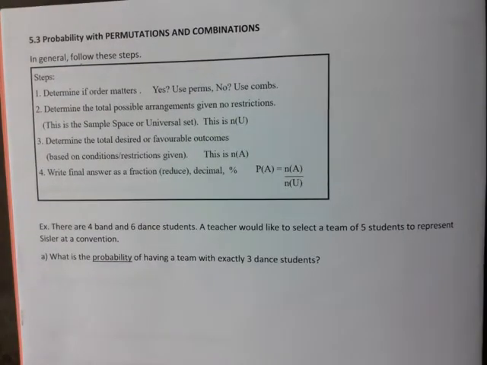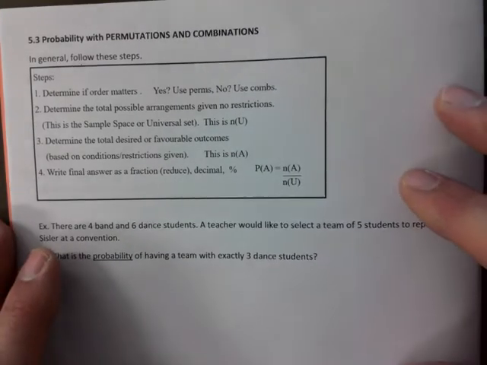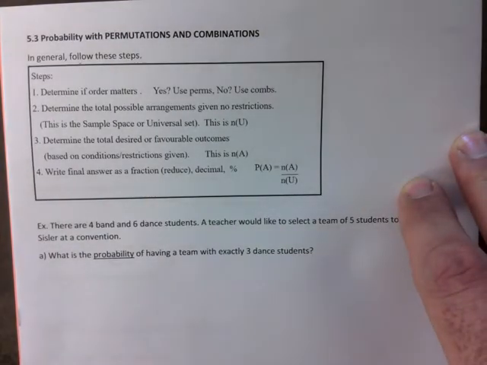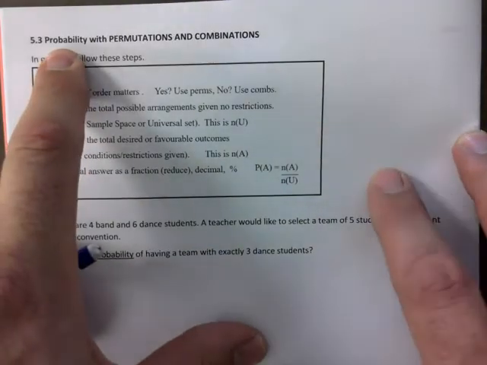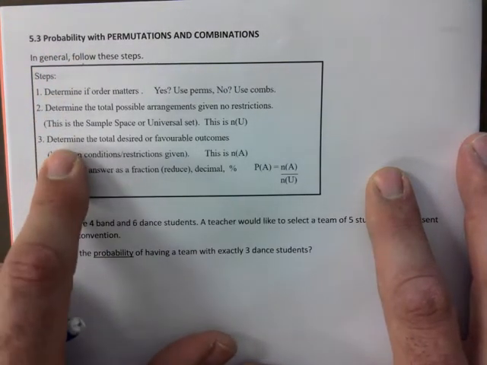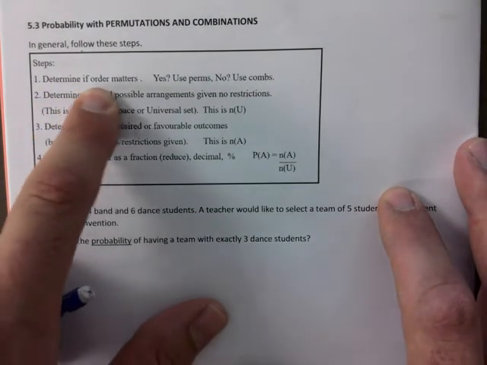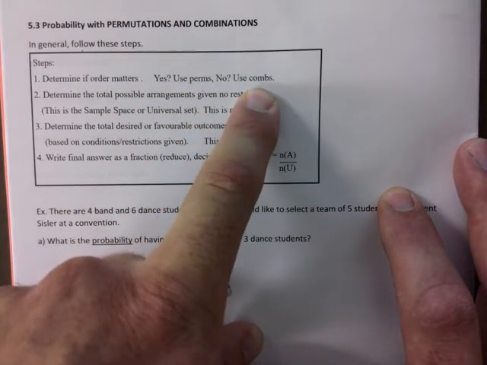Page 15. Probability with permutations and combinations. I need to tell you that odds do not go away. Odds can still be stated at any point. If you're able to come up with a probability, you can state the odds. In general, you will follow these steps. Determine if order matters. If yes, then we'll use perms. If no, we'll use combinations.